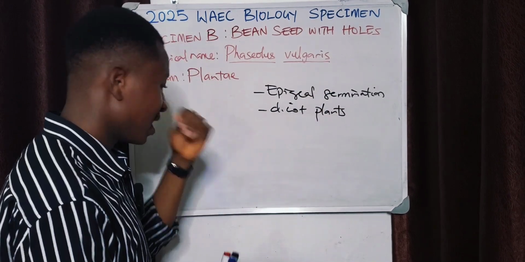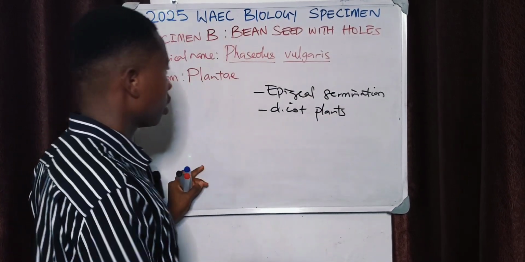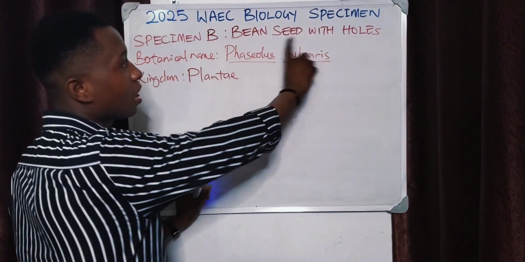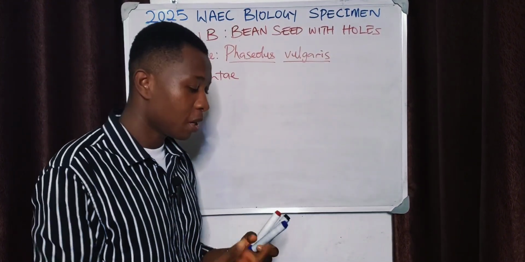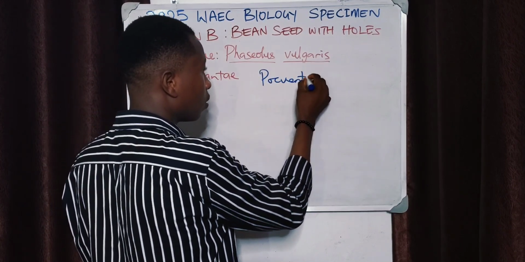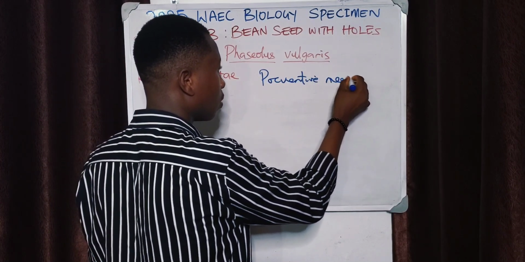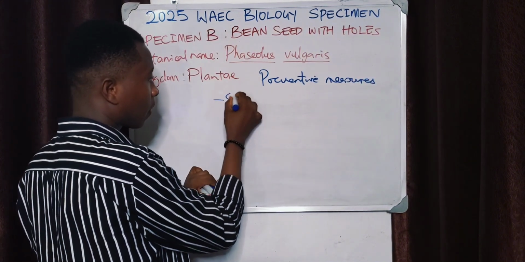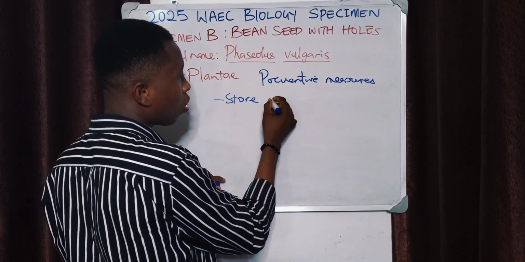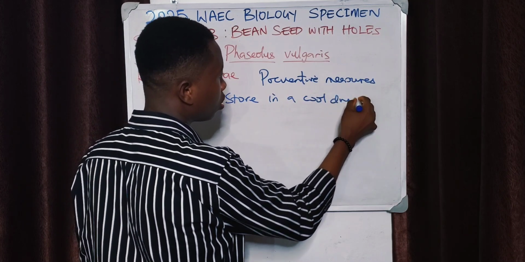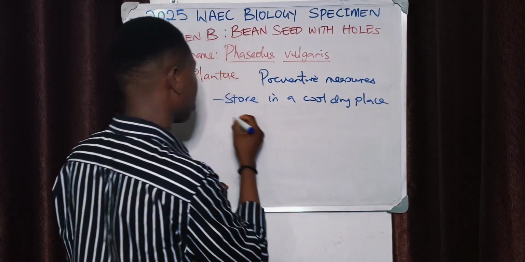And they can also ask you the preventive measures. What can you do to prevent the holes on specimen B? If you're looking at the preventive measures, you can say store in a cool, dry place.